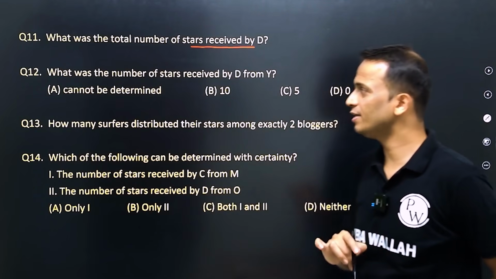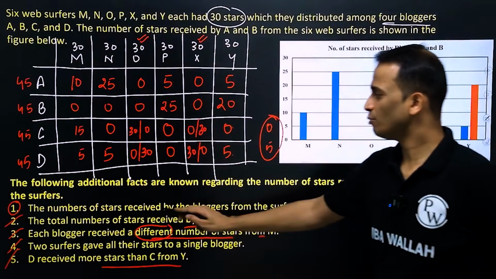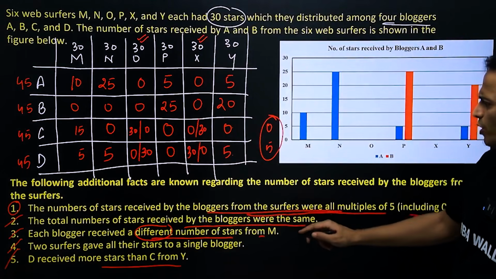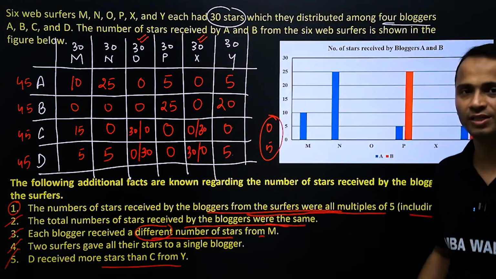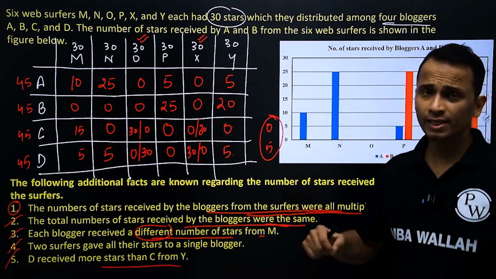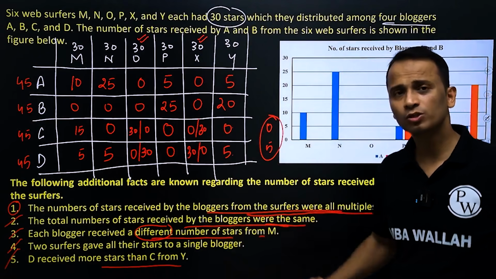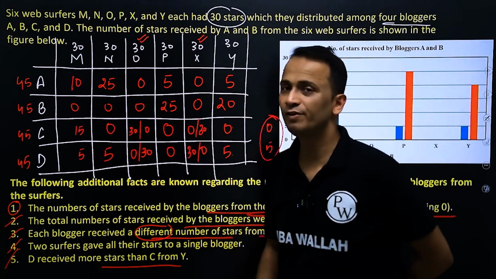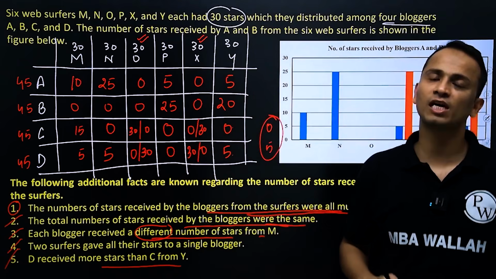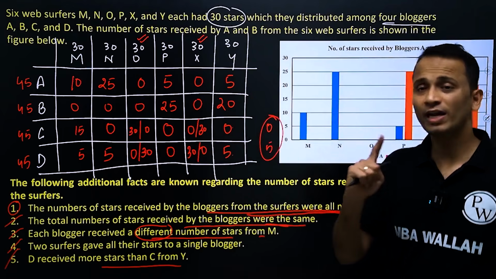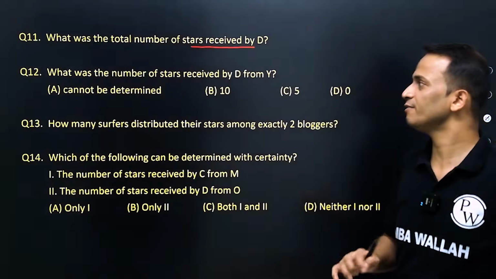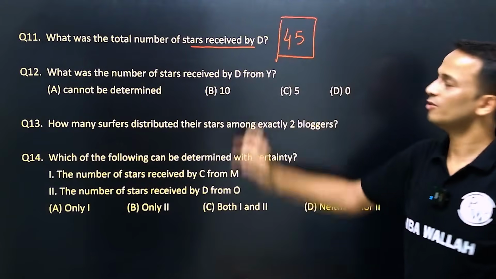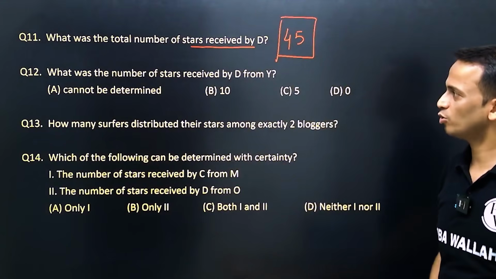The first pointer that you saw, the number of stars received by every blogger was same. Second point. So in the first 2 minutes, when I was reading this data, I've already got this number. Every blogger will receive equal number of stars, that is 45. So one question has already been answered in the first 2 minutes, 45. Okay, such a simple question this one was.